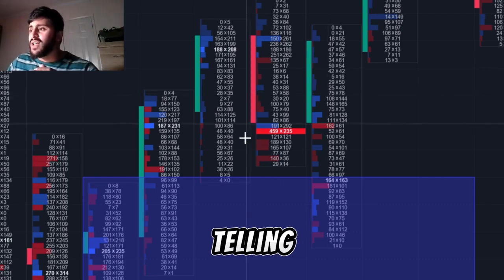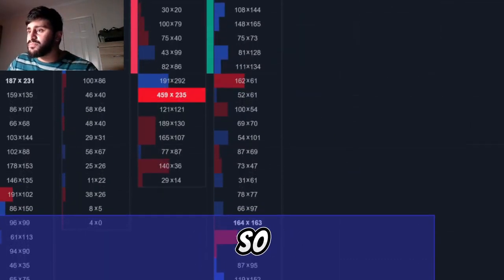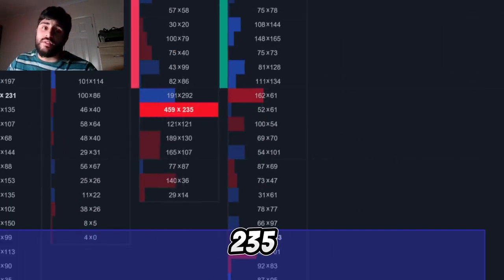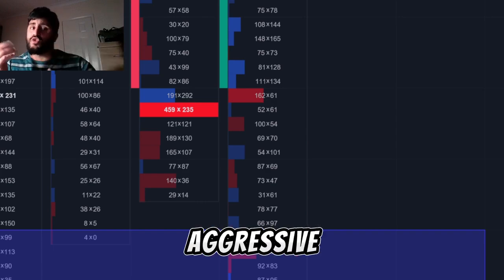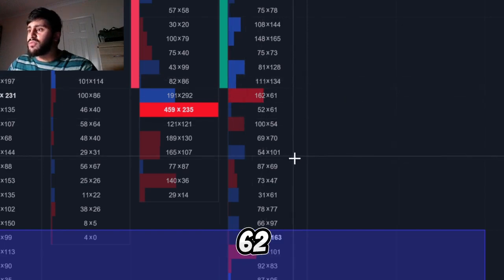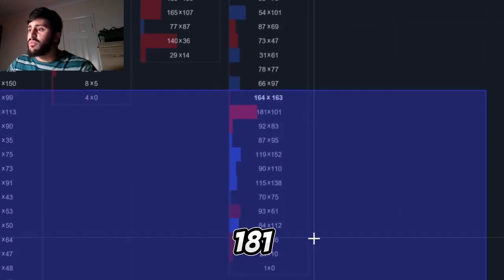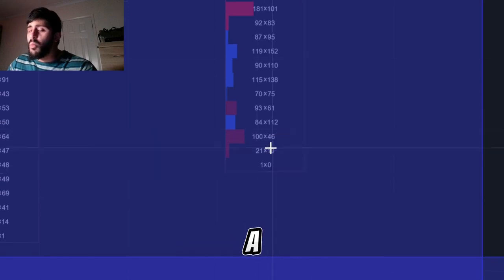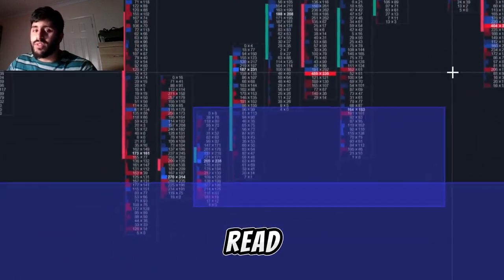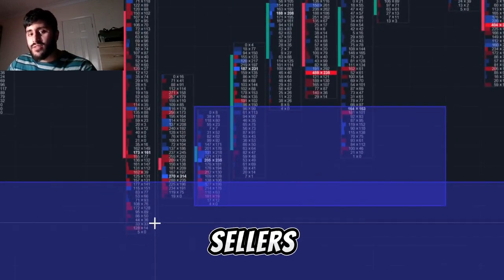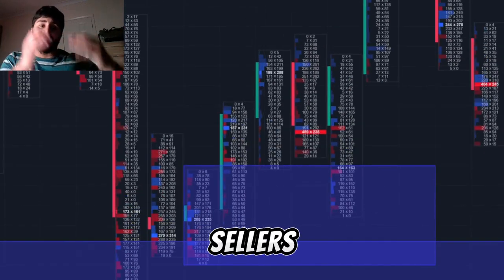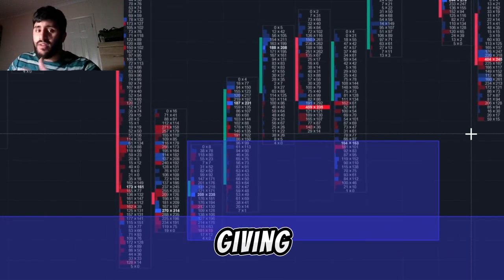Now, the bold patches are telling you who's aggressive and who's passive, right? So we see a bold patch over here. We see 459 for only 235, so it's roughly double the amount of aggressive sellers compared to the aggressive buyers. We also see over here 162 for 61. We also see 181 for 101. And most importantly, we see a 1 and a 0 at the bottom. So what does this show you? Just by zooming out and not being able to read the numbers, we see a lot of aggressive sellers over here. They fail. We then see price leaving a bullish fair value gap. So we're seeing sellers fail and price is giving us a bullish fair value gap.